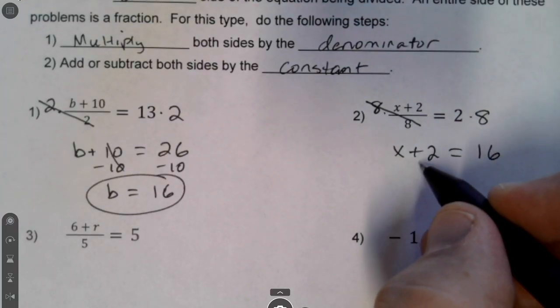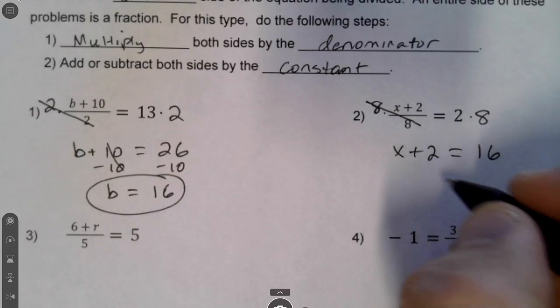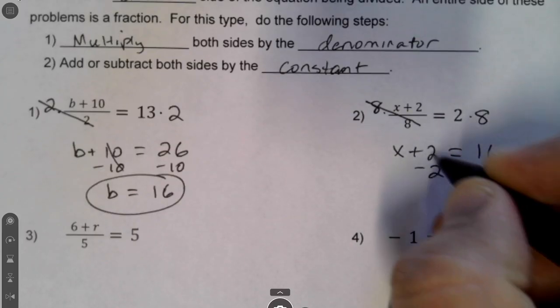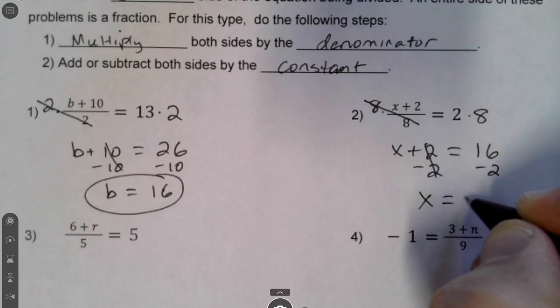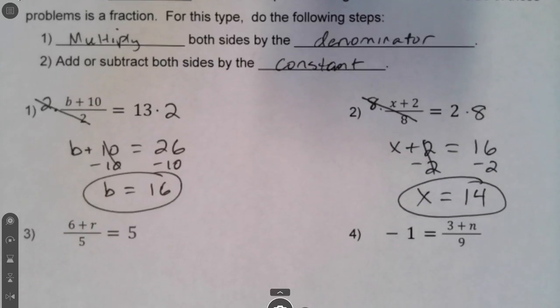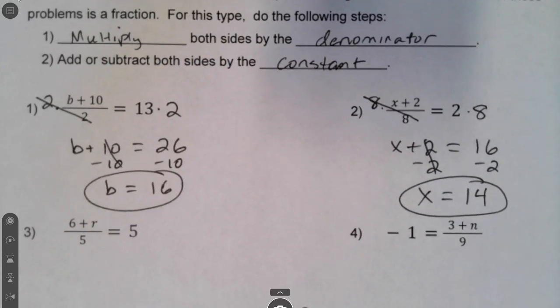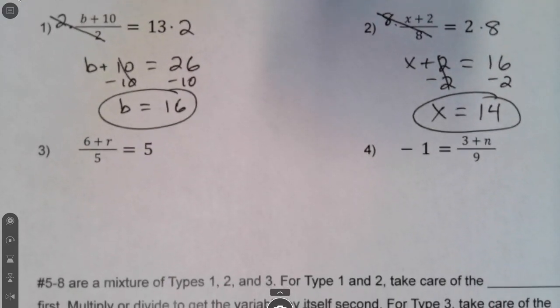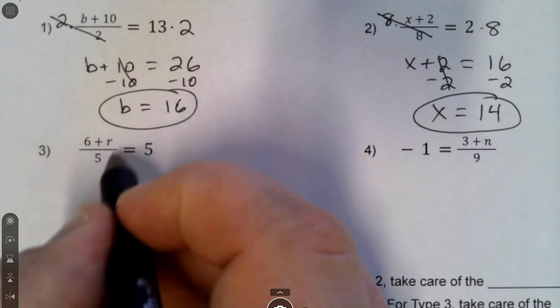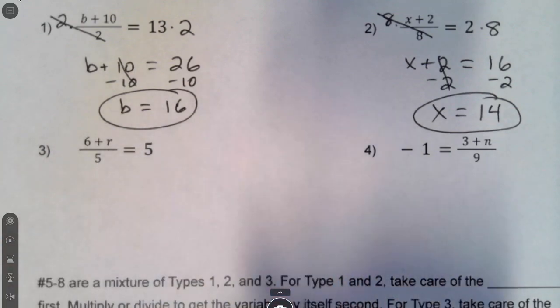Now I need to take care of the constant. It's x plus 2. I do the opposite and I subtract 2. We get x equals 14. Number 3, this entire side is a fraction. The entire side is being divided by 5.